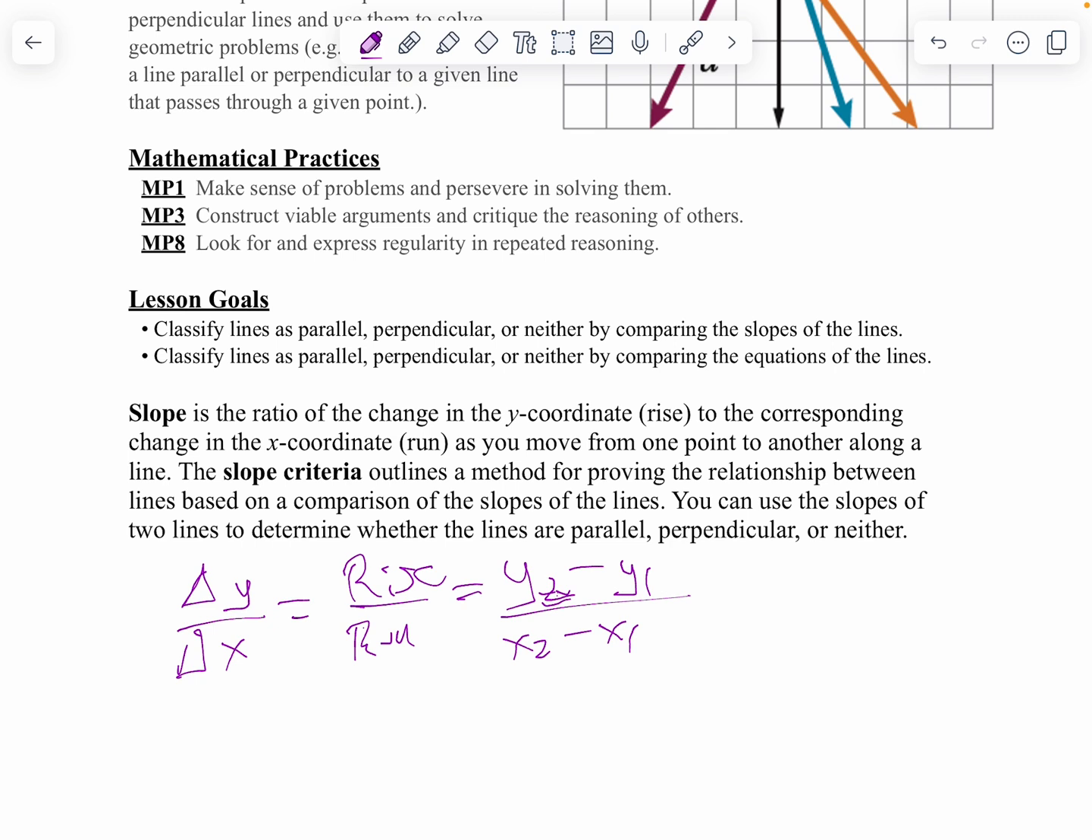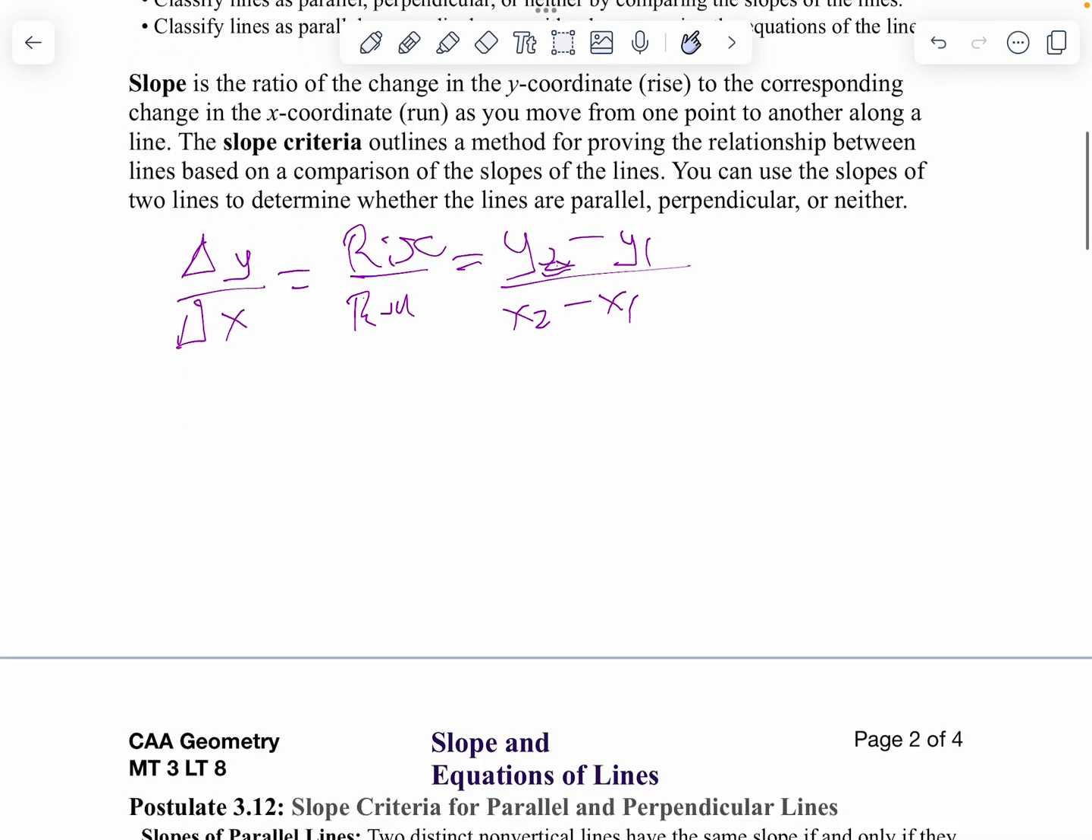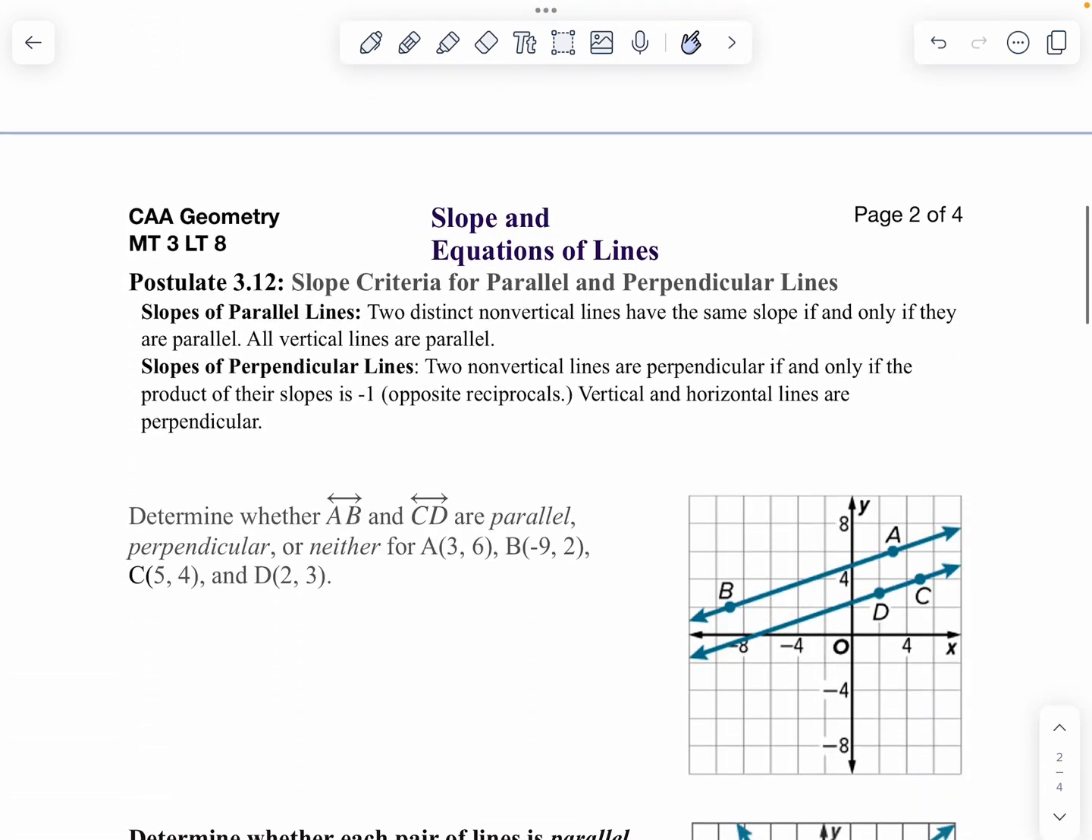Remember, if the line goes up, it's got a positive slope. If it goes down, it's got a negative slope. It's horizontal at 0. If it's vertical, it has an undefined slope. Sometimes you see that written as no slope, but it's an undefined slope.